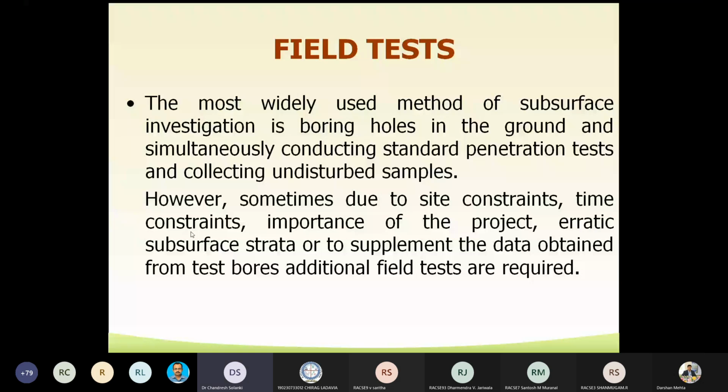The standard penetration test is very important for the foundation design, and the conventional design of foundations is based on the capital N value, known as the standard penetration resistance. However, sometimes due to site constraints, time constraints, importance of the project, erratic subsurface data, or to supplement the data obtained from the test bores, additional field tests are also required.